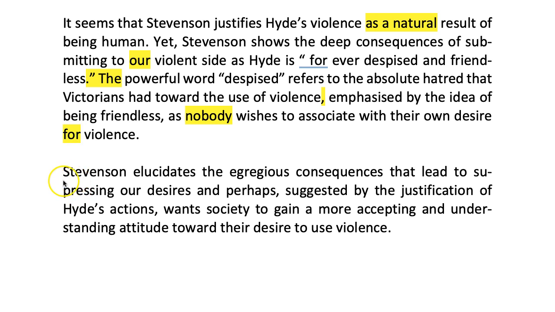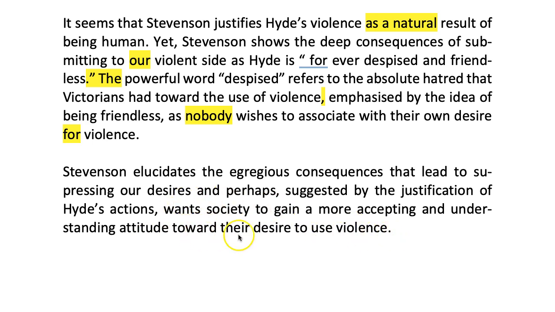Let's look at the conclusion. Stevenson elucidates the egregious consequences that led to suppressing our desires, and perhaps suggested by the justification of Hyde's actions, wants society to gain a more accepting and understanding attitude towards their desire to use violence.